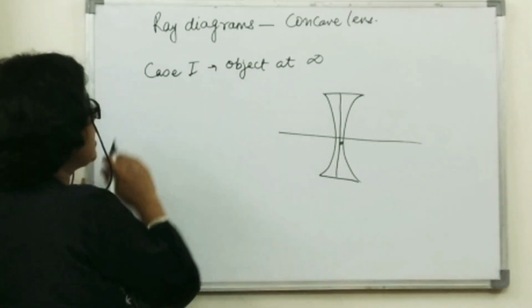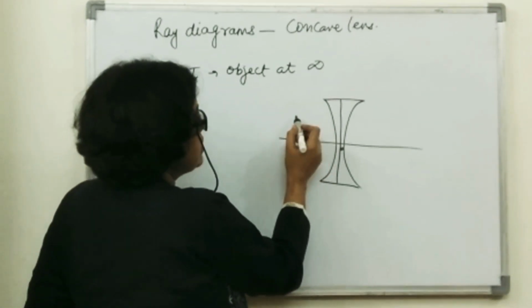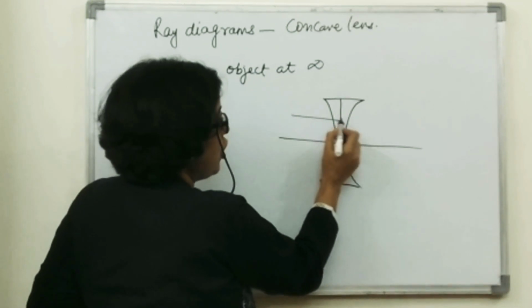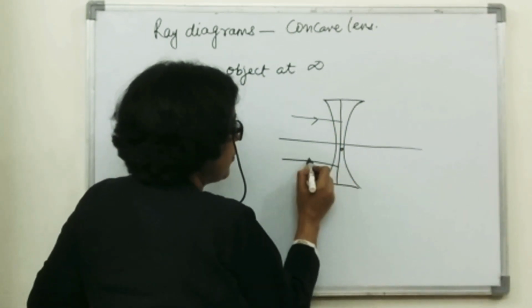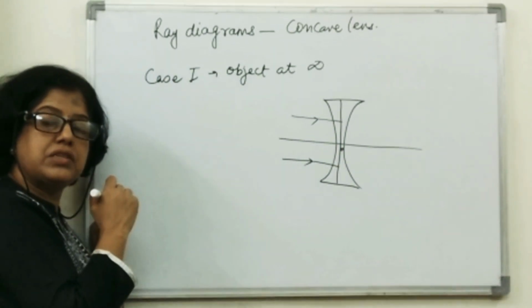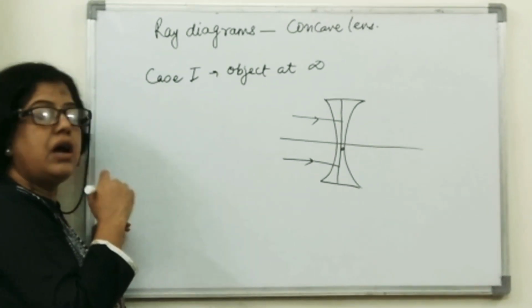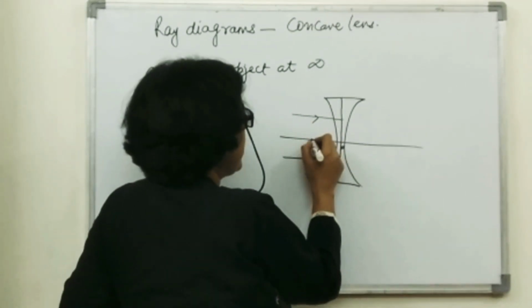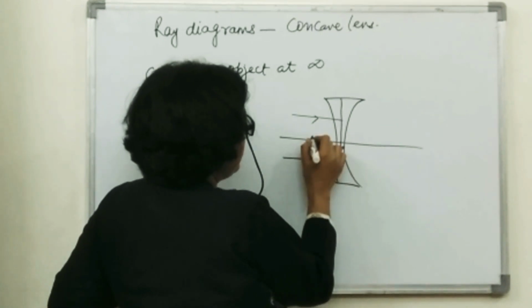Now we know for object at infinity, what we do is, we don't show the object and we consider the rays are coming parallel from the object, which is kept at infinity. So these are the incident rays falling on the lens. How will the rays refract? The rays will refract. So we have F here.